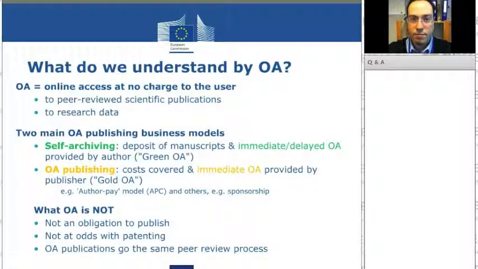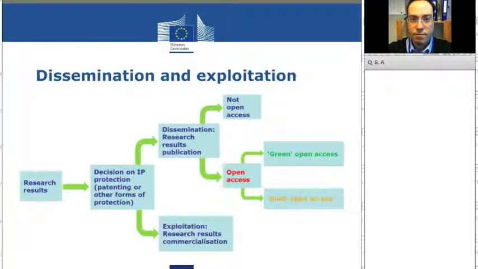It's always up to the researcher whether they decide, I want to publish my findings or not. It's also not at odds with patenting and IPR. This is a question we get quite a lot. So we have prepared a little graphic here to see how we see the relation between open access and IPR. This was done with the help of our colleagues from the IPR help desk.